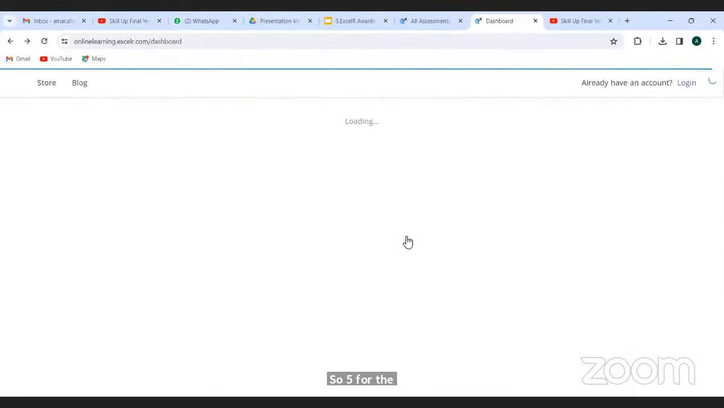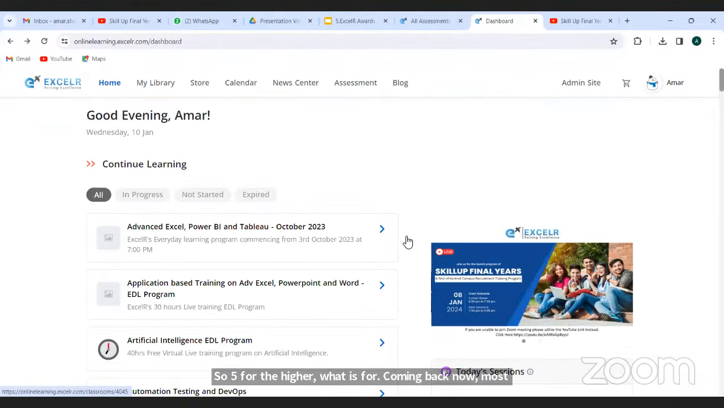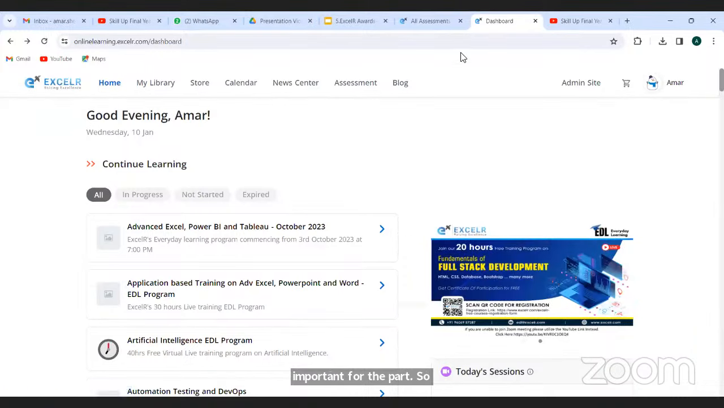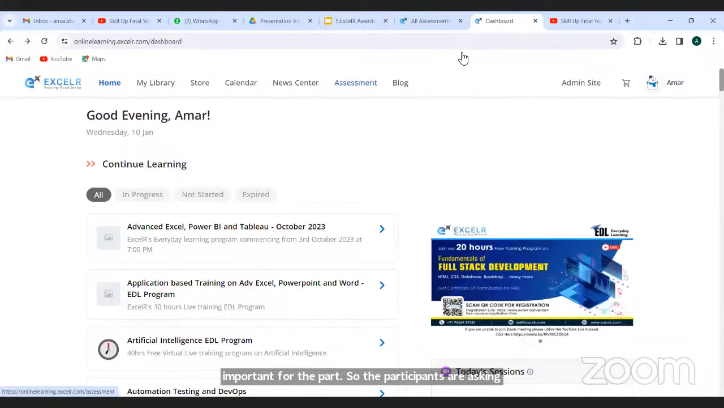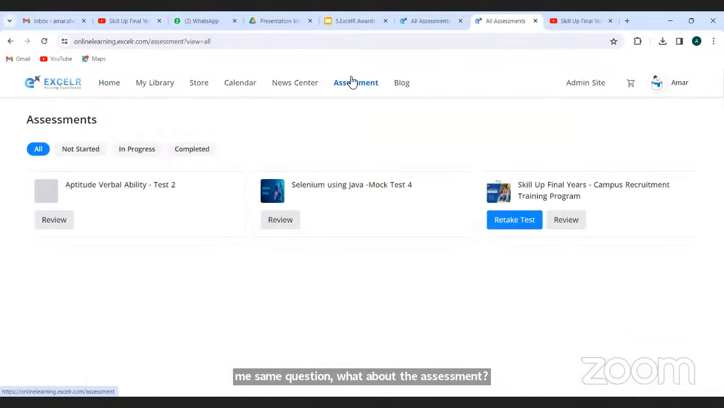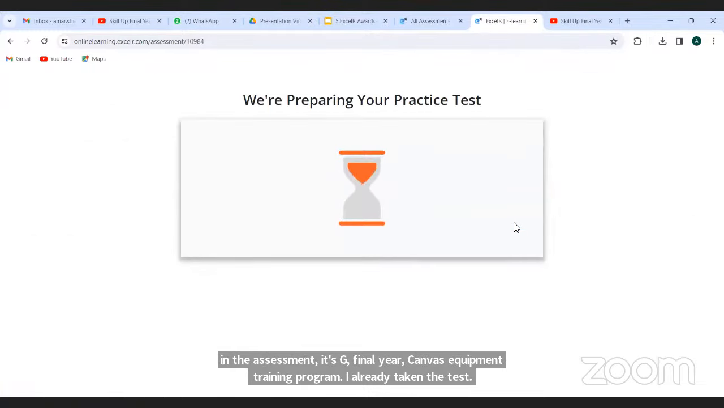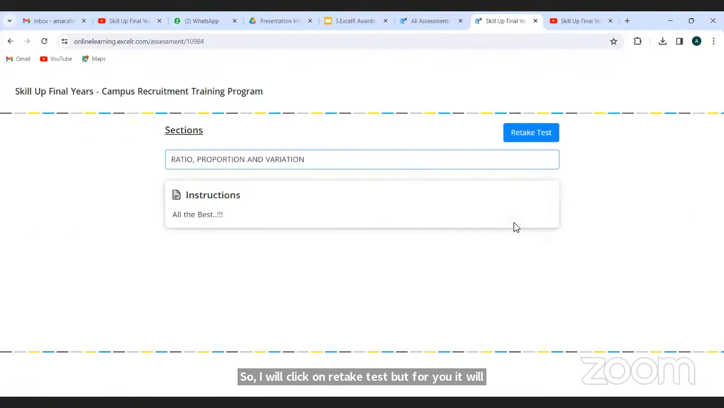Coming back now to the most important part. The participants are asking me the same question: what about the assessment? Those who have LMS access, go to the assessment. And in the assessment, see, SkillUp Final Year Campus Recruitment Training Program, I have already taken the test. So I will click on retake test, but for you, it will show take test.